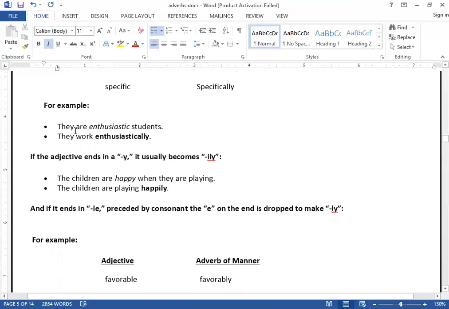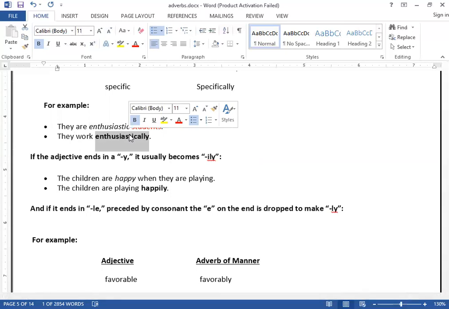For example, can you see? They are enthusiastic students. What is students here? It's a noun. What is enthusiastic? Adjective. So we can say they work enthusiastically. What is enthusiastically? It's an adverb. What type of adverb? Adverb of manner. Very good.